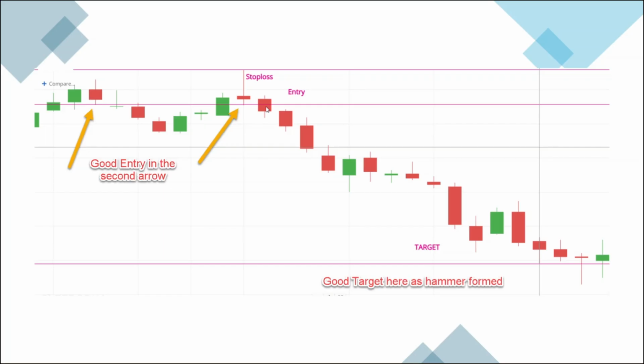The second candle is breaking the shooting star, so that will give your entry. Stop loss is the high, and the target, as I said, you need to ride. So why have we booked the targets here? Because slowly you can see the market is reversing and a hammer pattern has formed.